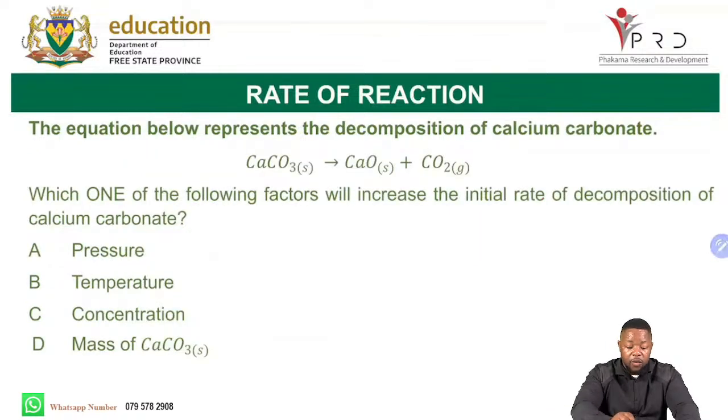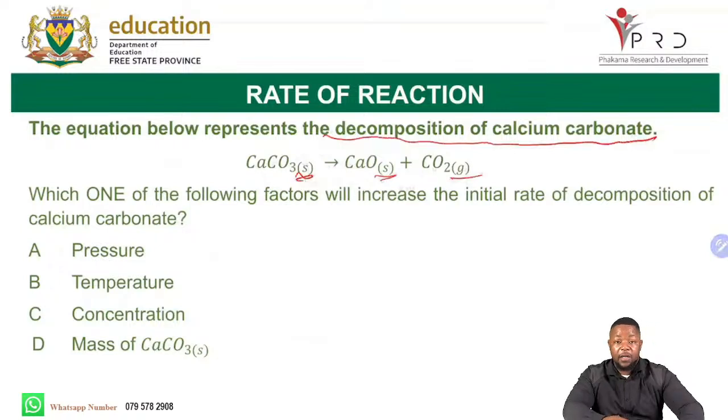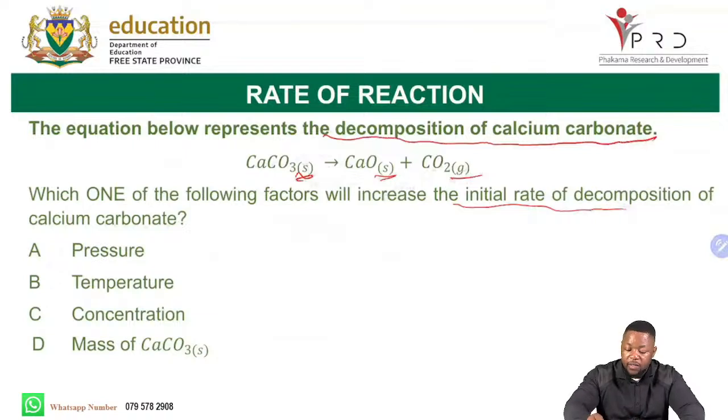Okay, we continue. The equation below represents the decomposition reaction of calcium carbonate. The subscripts here are very, very important. We see that calcium carbonate is in the solid form, calcium oxide solid, carbon dioxide gas. Which one of the following factors will increase the initial rate of decomposition? So when they say the initial rate of decomposition, they are talking about the rate of reaction.